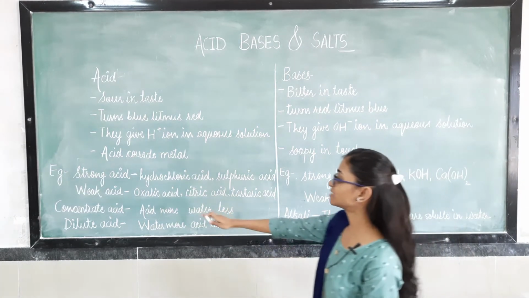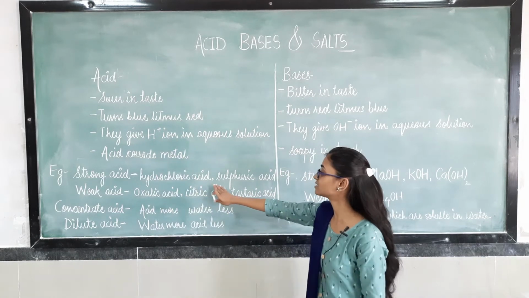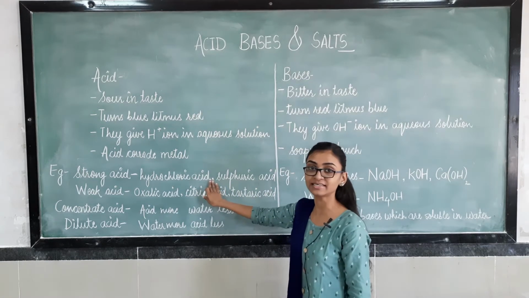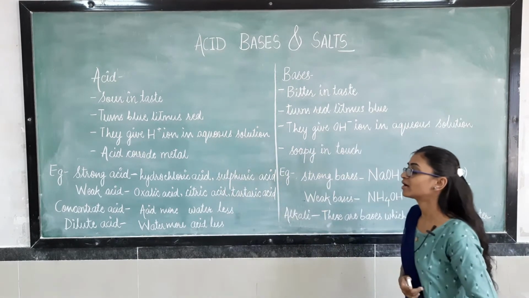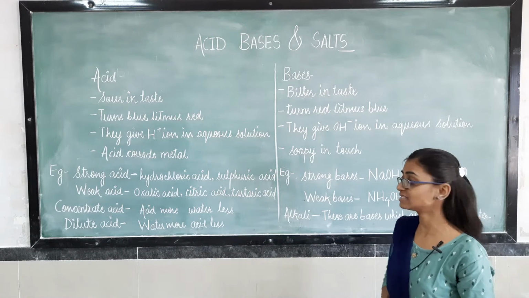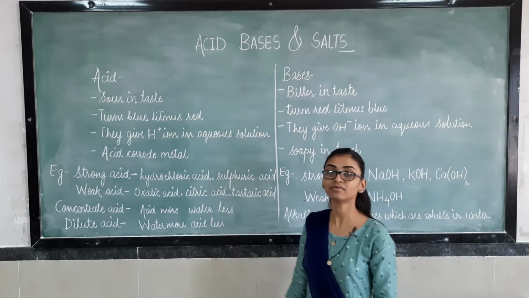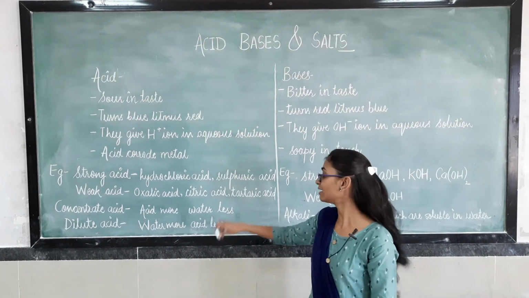Now we will see some examples. What are examples of strong acids? Strong acids are hydrochloric acid, sulfuric acid. Hydrochloric acid, that is HCl, and sulfuric acid, that is H2SO4. Now weak acids: oxalic acid, citric acid, tartaric acid. Citric acid, which is present in lemon, tartaric acid, which is present in tamarind.